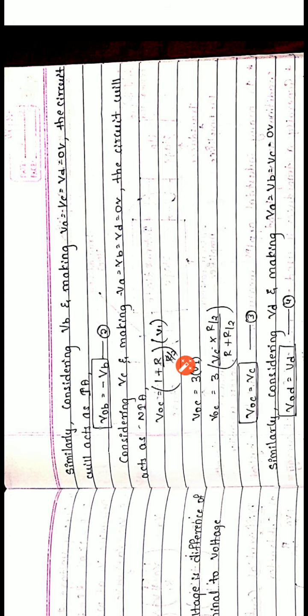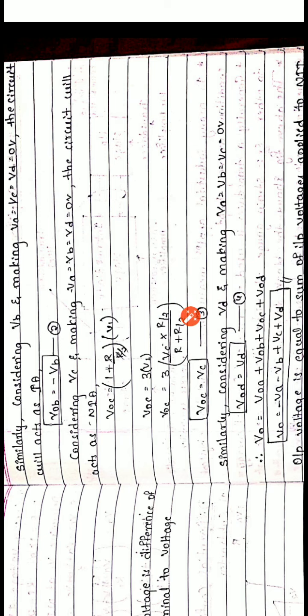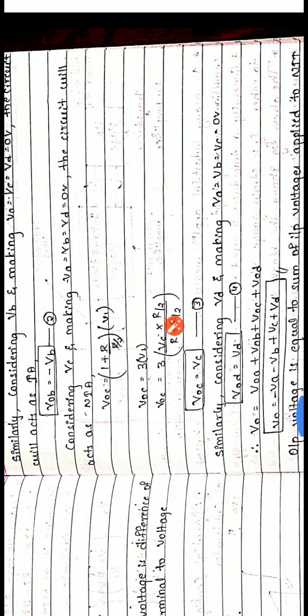So here some simplification has been done, which is similar to the previous topic. So again R by 2 plus R plus R by 2 is there. If we get it cancelled with the particular values, we get VOC equals VC. Similarly VOD equals VD. So this we already discussed in the non-inverting configuration. The same formula is applied here also.